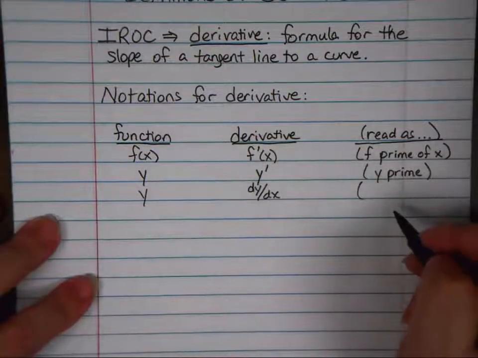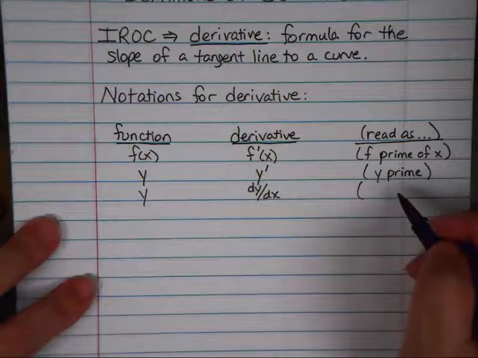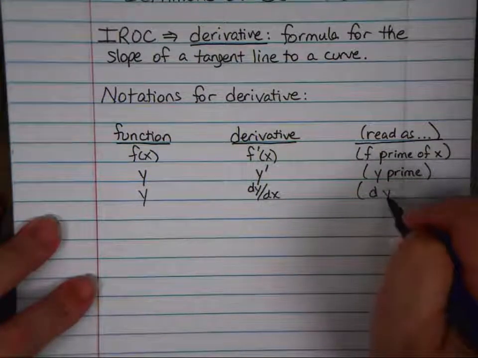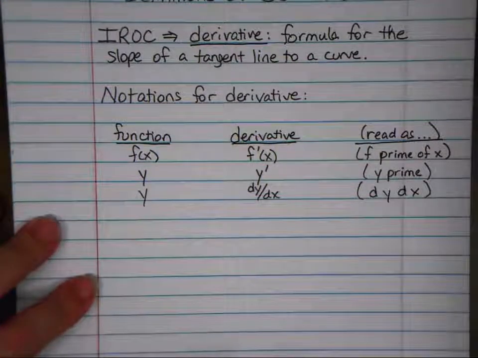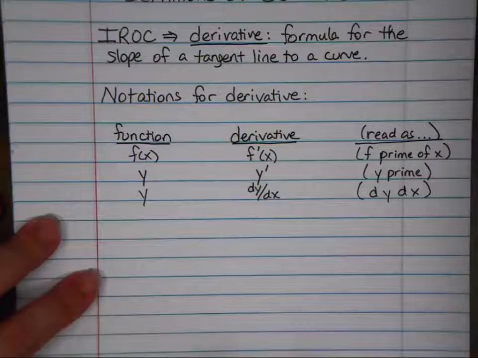So when you read it, you don't say dy over dx like you do with a fraction. You just say dy dx. And it's understood to be written as a fraction. Don't say over, don't say fraction bar, just say dy dx. But you write it as a fraction.